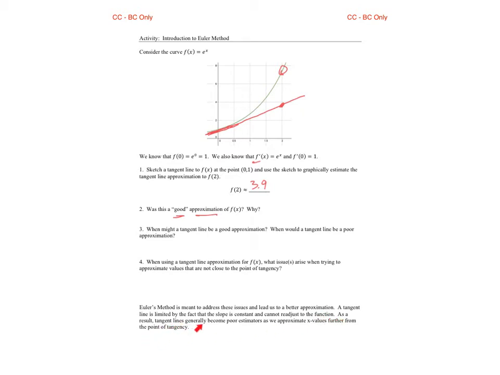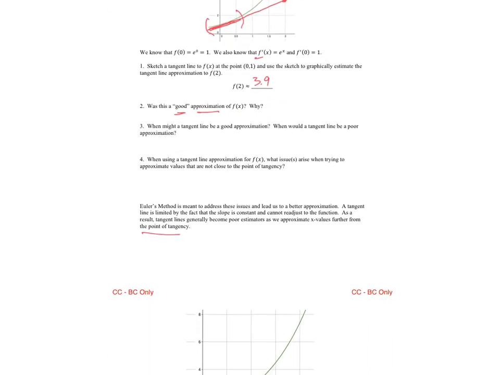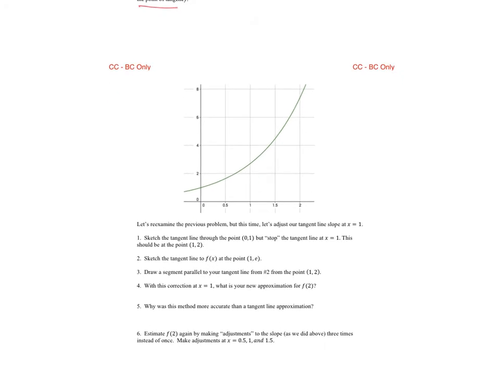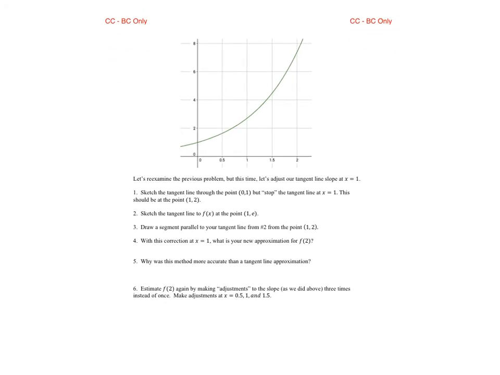As a result, the tangent lines generally become poor estimators as we approximate x values further from the point of tangency. So how far away is no good? Well, that's hard to say. That depends on the problem. That gets into statistics on how close you need to be. But visually speaking, well, too far away. There's no real mathematical description there. That gap is just too big. All right, so sliding over to the next page.